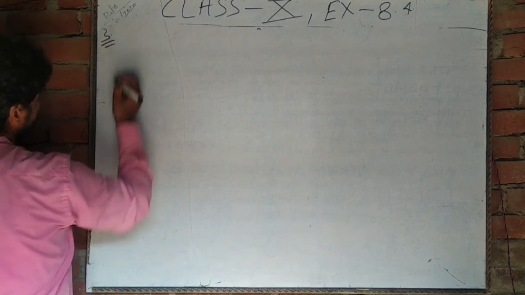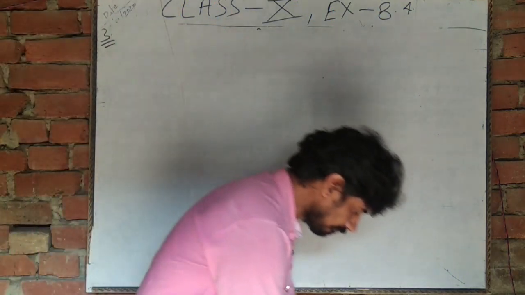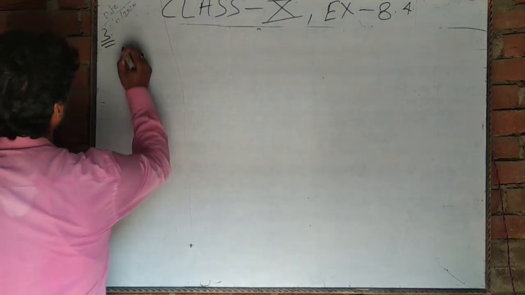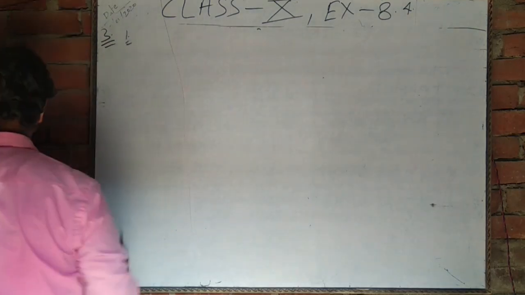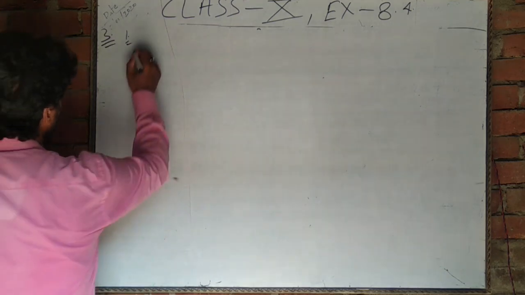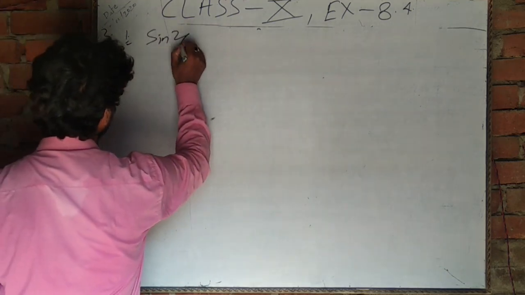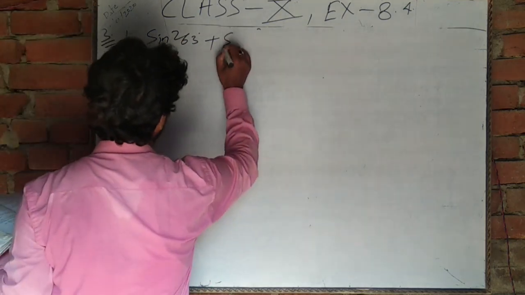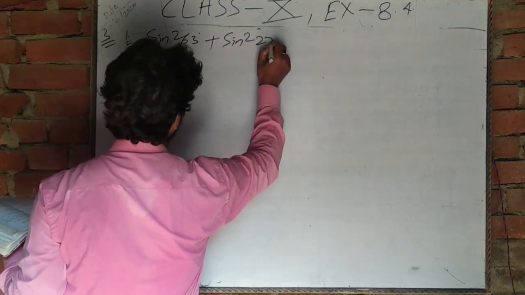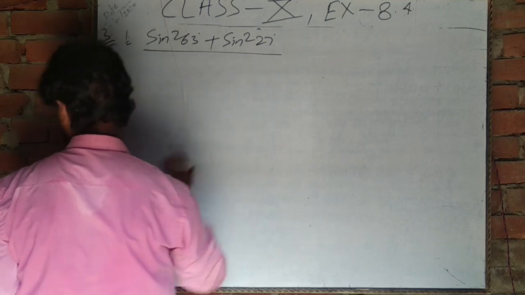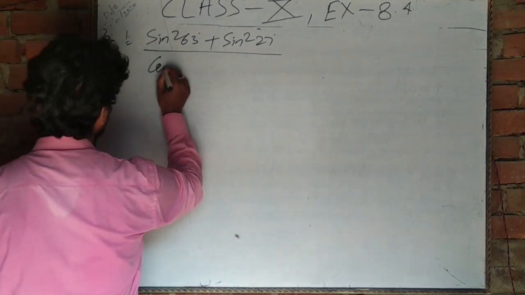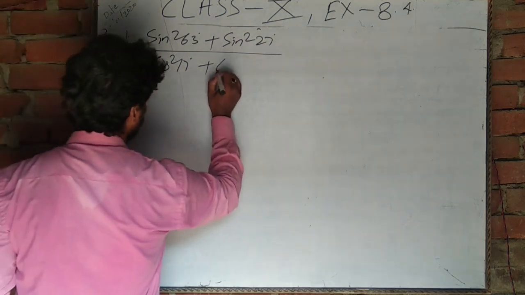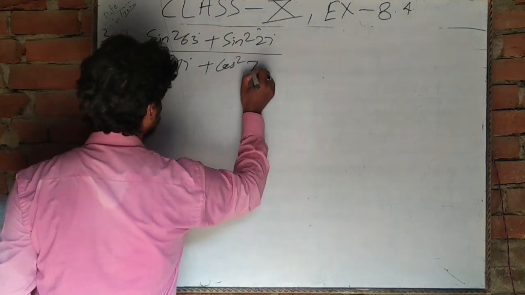Question number 3. Evaluate first: sin square 63 degree plus sin square 27 degree by cos square 17 degree plus cos square 73 degree.